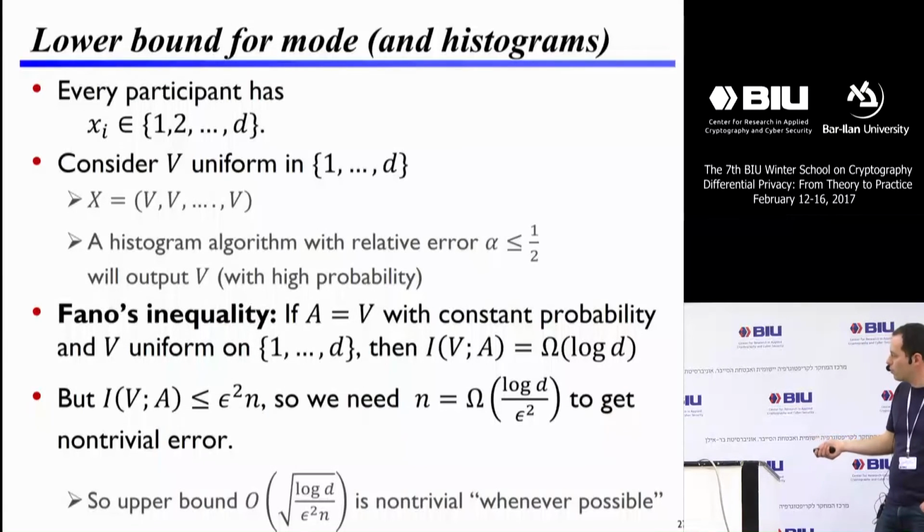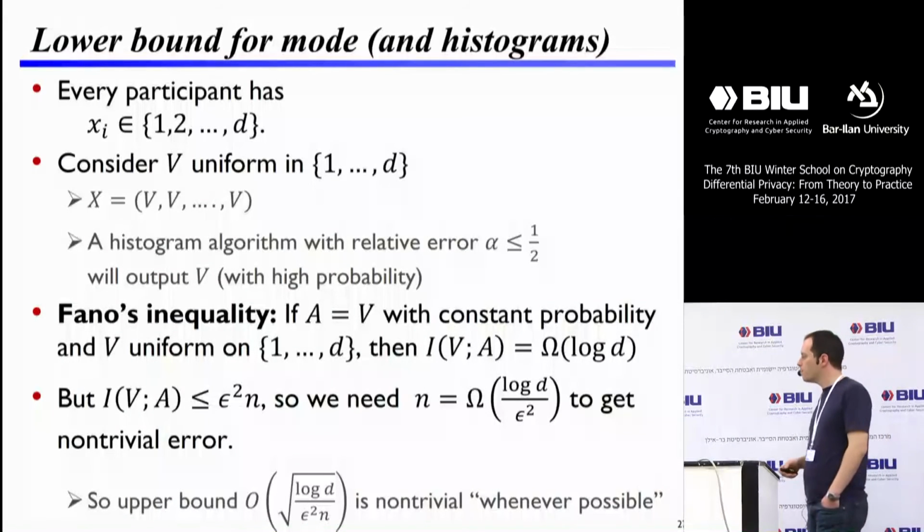And so what this argument gives us is that the upper bound we had of square root of log d over epsilon squared n is sort of tight for the range where the error is going from trivial error to non-trivial error. We don't know that the upper bound is tight everywhere, but we know that it's non-trivial whenever it could be, which is already a good start.